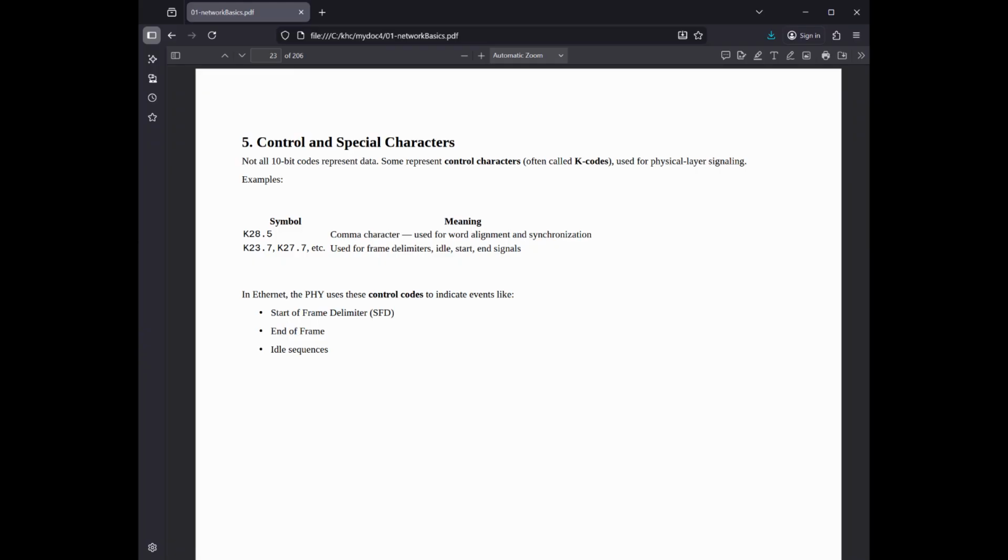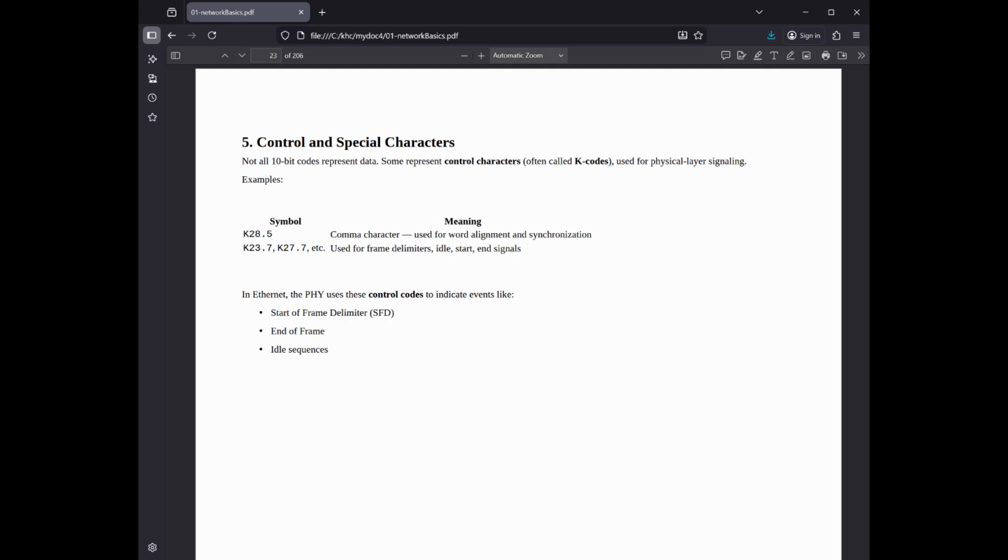3. Synchronization. One particular K-symbol, known as K28.5, is crucial for synchronization. This character is designed with a unique sequence of bits, a comma pattern, that is highly unlikely to occur in the normal data stream. The receiver hardware actively scans the incoming bit stream for this specific pattern to determine the correct byte boundary, deciding where one 10-bit symbol ends and the next begins.